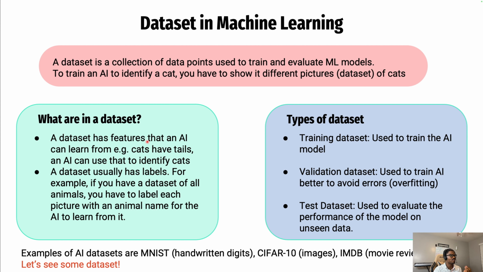So what is in a data set? A data set has features that an AI can learn from. For example, when an AI sees the image of a cat and says, oh, a cat has a tail, it can use that to identify cats in the future. A data set also has labels, so when you show an AI the picture of a cat, you have to tell the AI that this is a cat. Okay, so you have to label the data, because if you just give the AI the image of a cat and don't tell it this is a cat, the AI won't know.